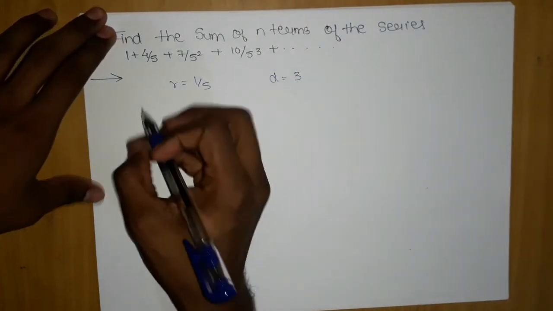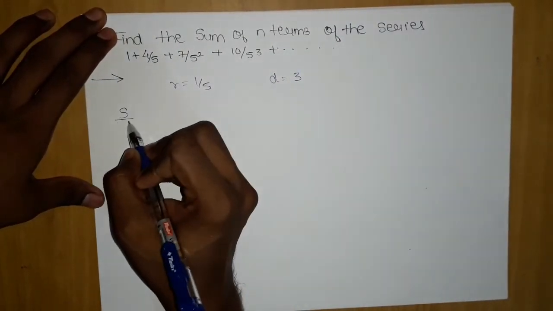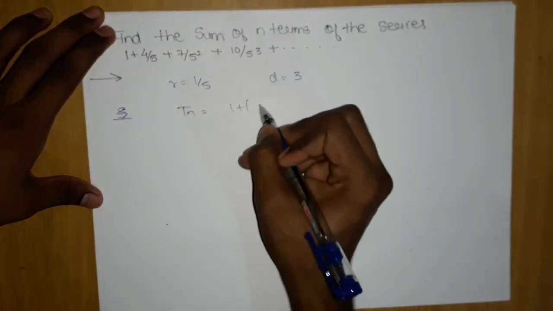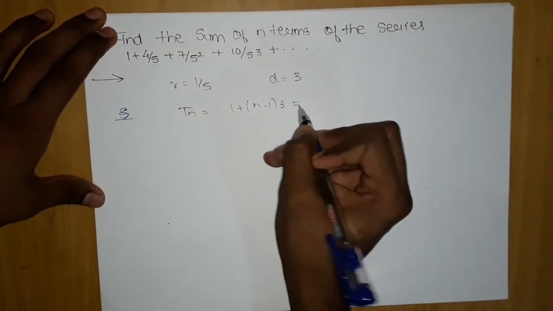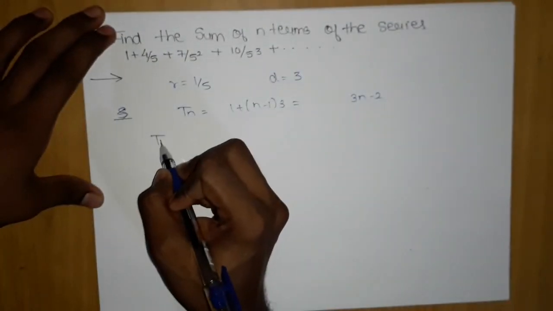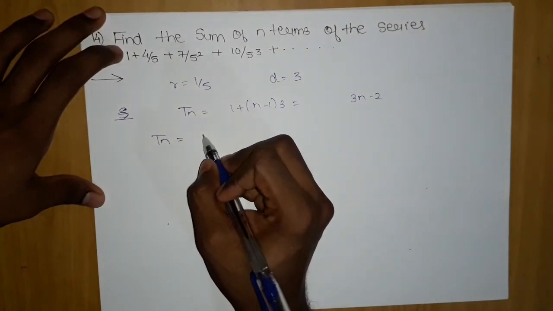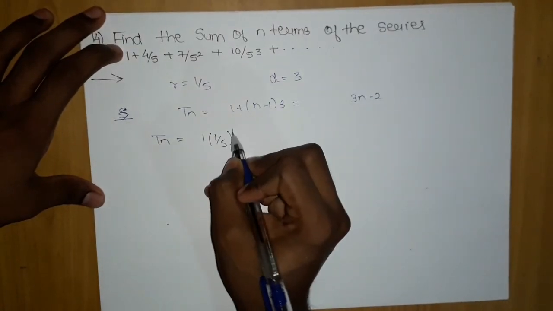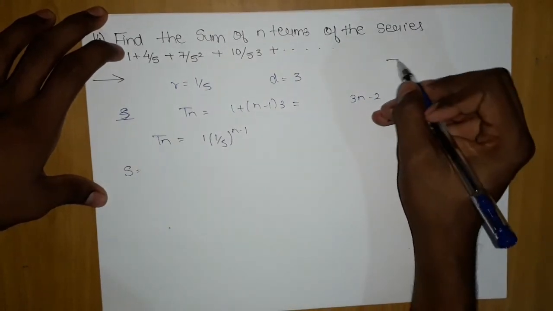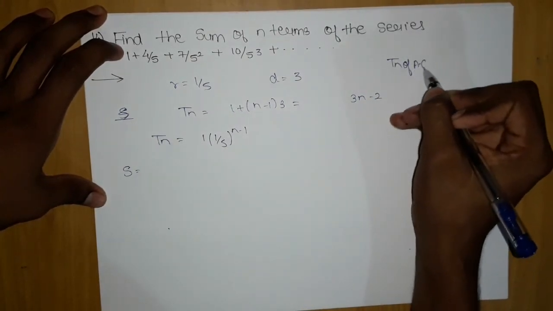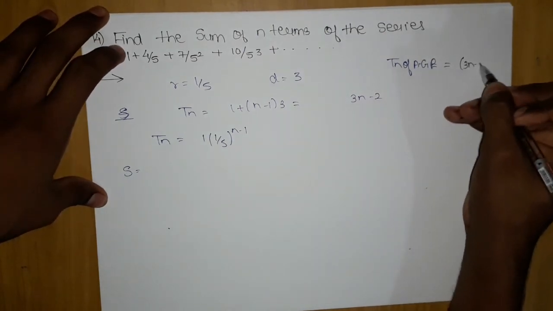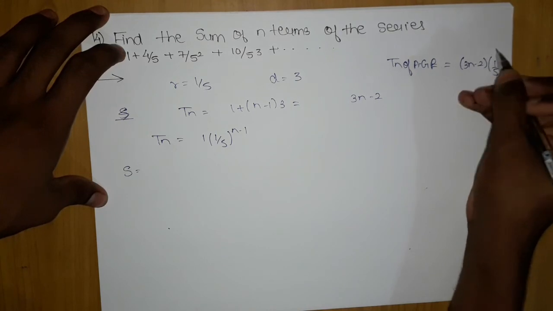So all you need to know, if it is S, then what do I have? You need to calculate Tn. Tn will be 1 plus (n minus 1) into 3, which gives you 3n minus 2. The geometric part will be 1 into 1 by 5 power n minus 1. So the Tn term of the AGP, arithmetic geometric progression, is (3n minus 2) into 1 by 5 power n minus 1.